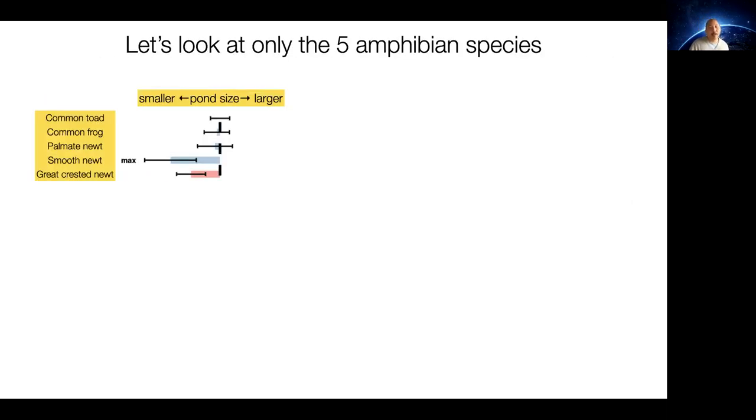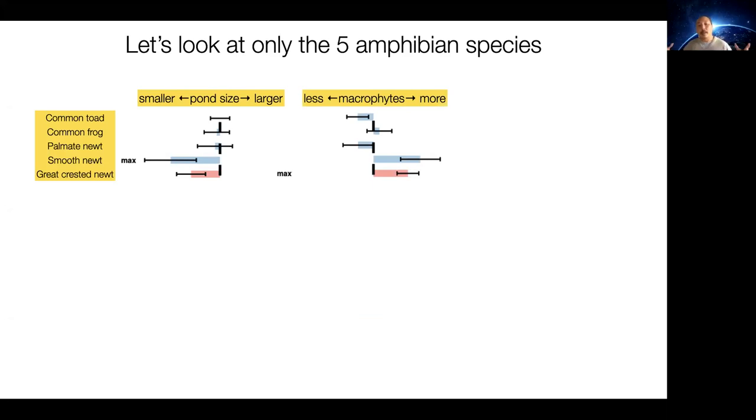And I'll just show you some very quick results. In the 5 amphibians, the smooth newt and great crested newt are found more often than by chance in smaller ponds, which we know is true. They're also more likely to be found in ponds with great macrophyte cover, and they use macrophytes to lay their eggs.